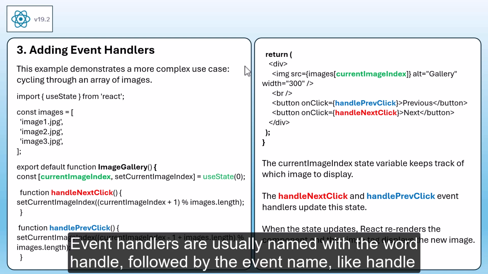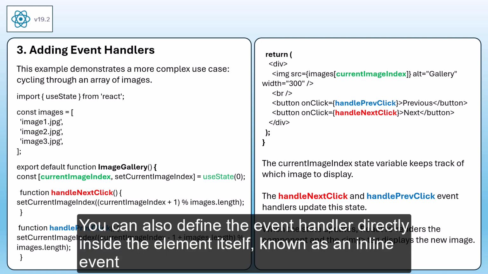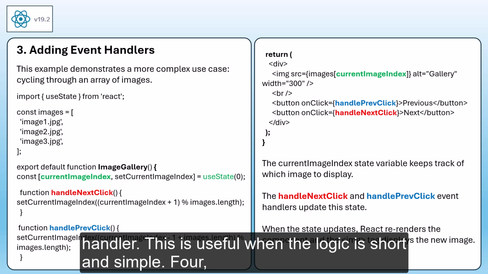Event handlers are usually named with the word handle, followed by the event name, like handleClick or handleMouseEnter. This makes your code easier to read and understand. You can also define the event handler directly inside the element itself, known as an inline event handler. This is useful when the logic is short and simple.